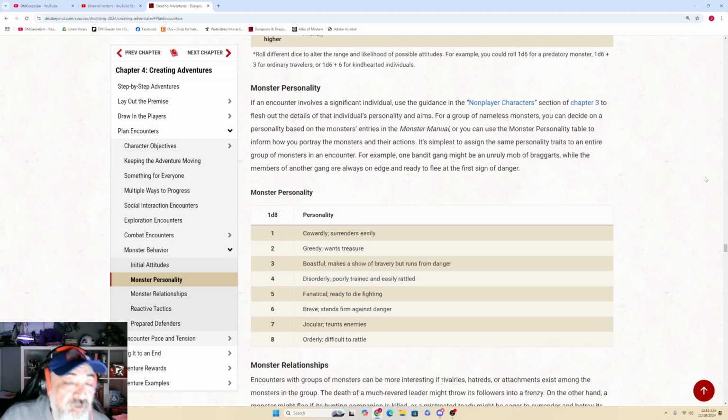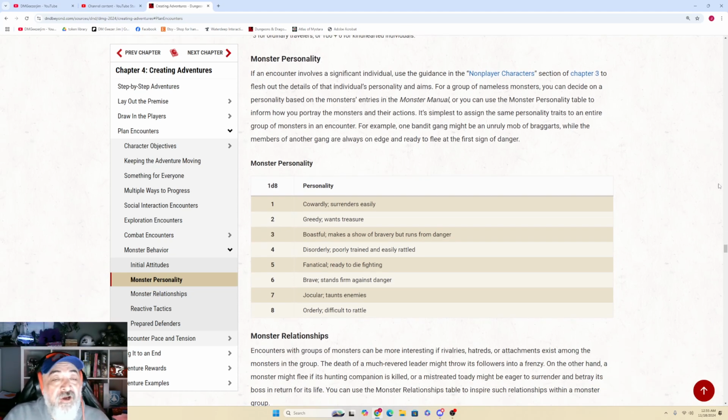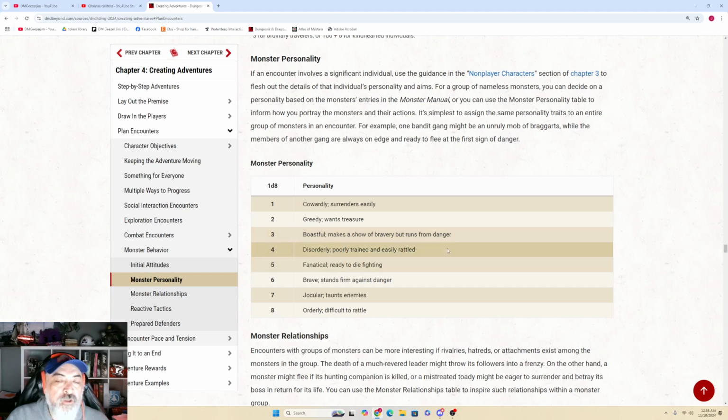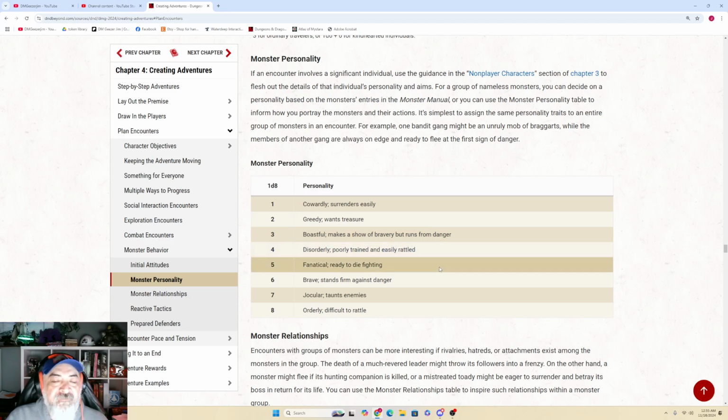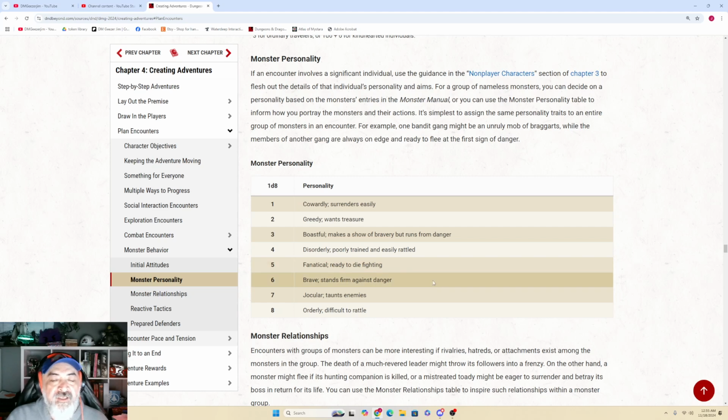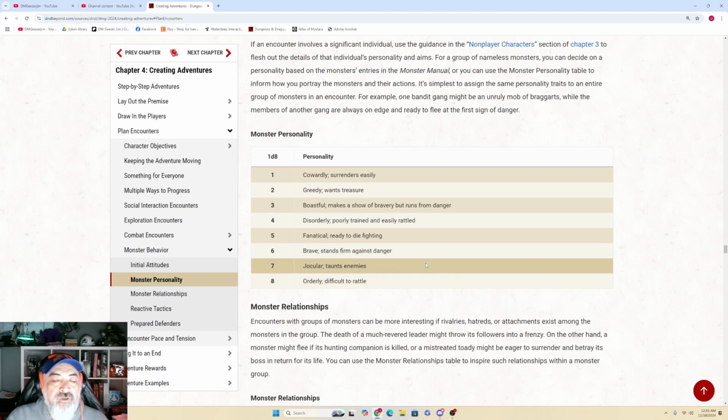So here we have a table listing monster personality. The left column is based on a d8 roll. The right column gives you options, or the results of the roll, for personalities for the monsters. 1, cowardly, surrenders easily. 2, greedy and wants treasure. 3, boastful, makes a show of bravery but runs from danger. 4, disorderly, poorly trained and easily rattled. 5, fanatical, ready to die fighting. 6, brave, stands firm against danger. 7, jocular, taunts enemies. 8, orderly, difficult to rattle.